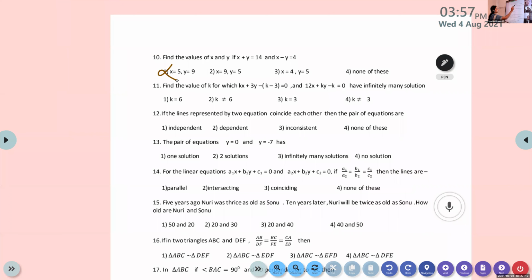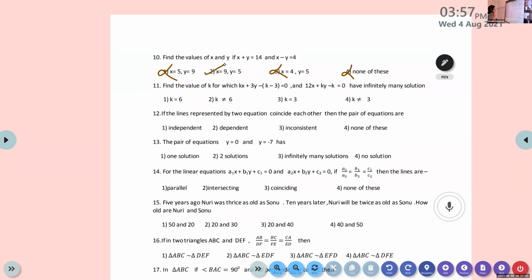Here, if you add, we will not get 14. Here also, it is none of this. But what about here? We will get it. So this is our answer. Either you can solve, or you can form the linear equations and solve for the values, substitute them and check. Look at the next case.